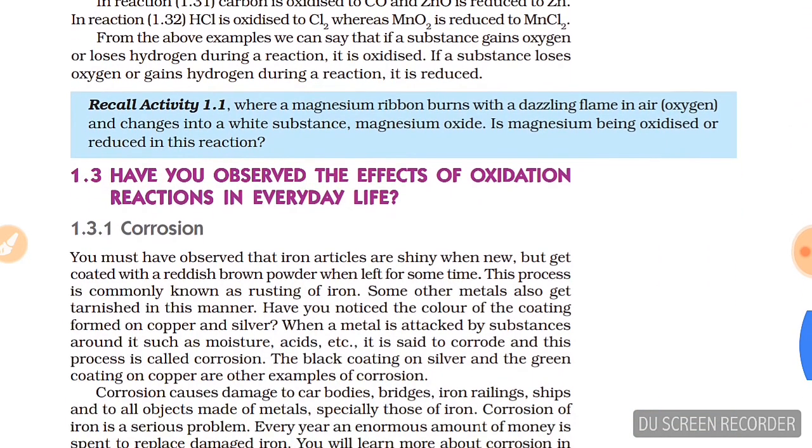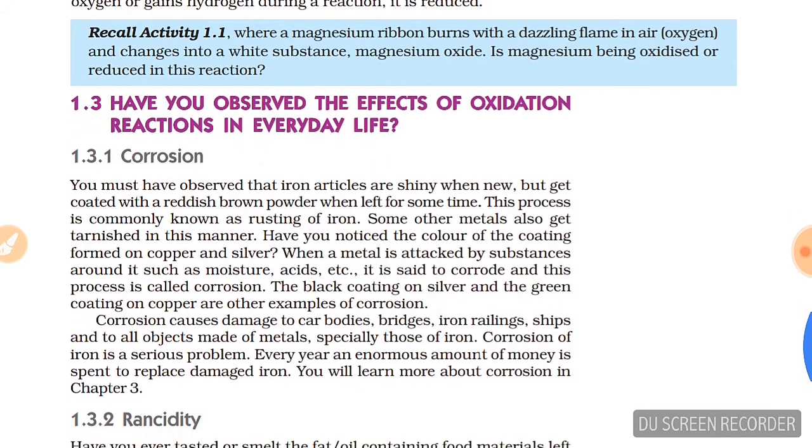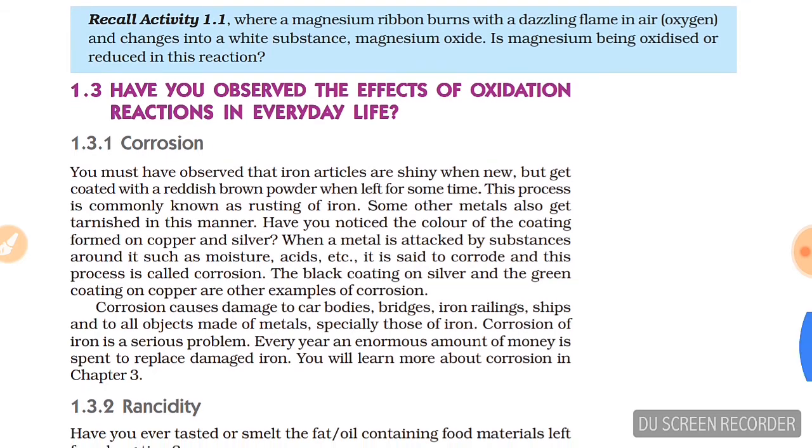So the next is recall activity, where the magnesium ribbon burns with a dazzling flame in the air and changes into the white substance magnesium oxide. The magnesium being oxidized or reduced. So here they are asking, at the starting of the chapter we have done one experiment. We have burned magnesium ribbon, and it has given magnesium oxide. So they are asking what type of reaction it is. So it is naturally, magnesium is taking oxygen, so which reaction is it? Oxidation reaction.